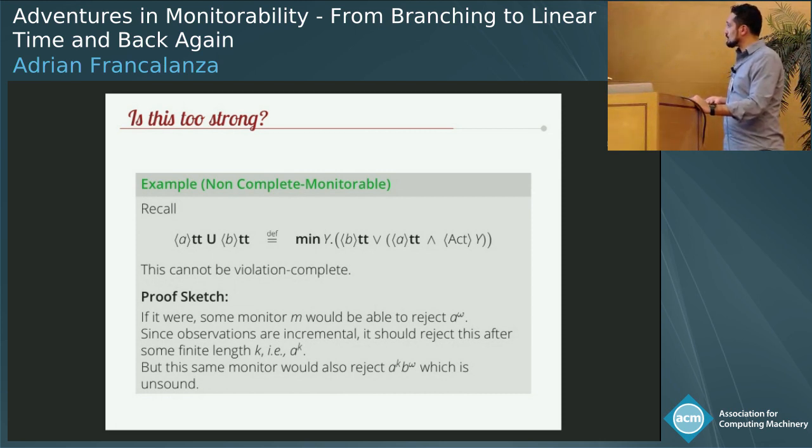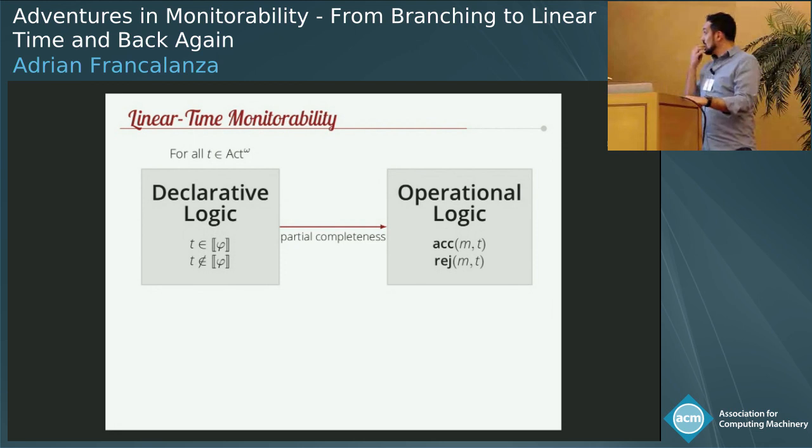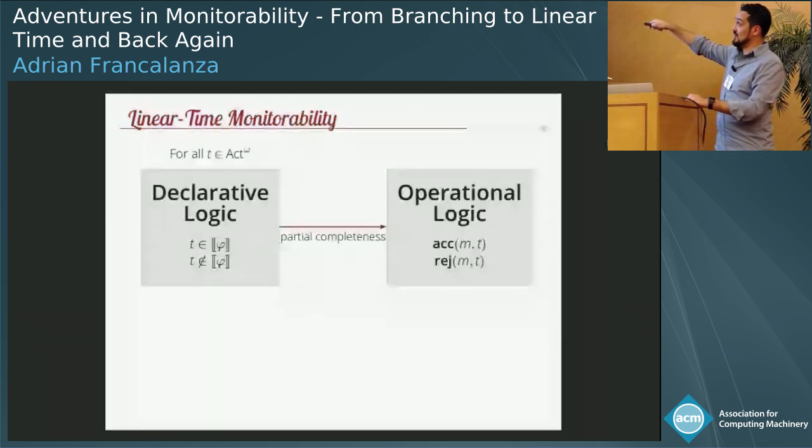So what do we do? We go back to this picture and we say, listen, soundness is not negotiable. If you get verdicts that are meaningless, your monitor is worthless. But what we could negotiate was the completeness aspect. And what we do there is we require partial completeness. What do I mean by this? Partial completeness says that instead of requiring that both satisfactions and violations are detected, you just require one of them. So either you require that all satisfactions should be accepted, or that all violations should be rejected.